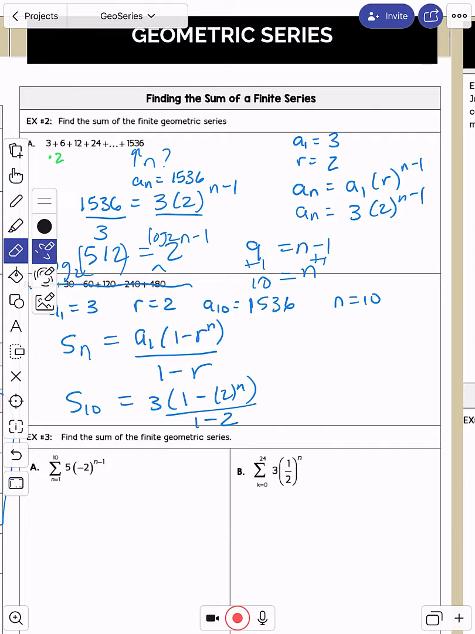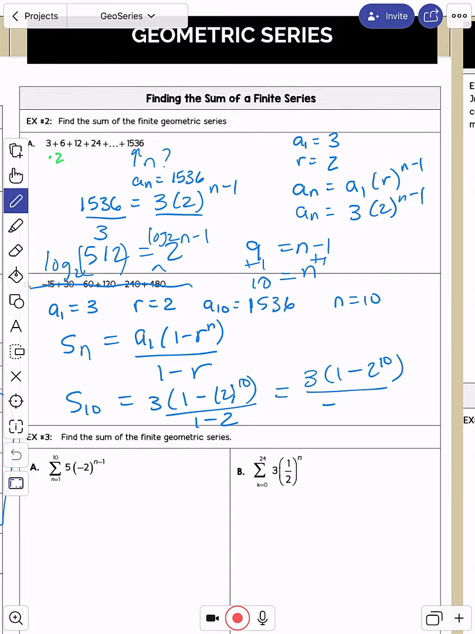I forgot, I actually know that it's 2 raised to the 10. So that's equal to 3 times 1 minus 2 to the 10th. I'm just going to write it like that because I'm going to put it in a calculator. Over 1 minus 2 is minus 1. So when I put all that in my calculator, my final answer is 3069.